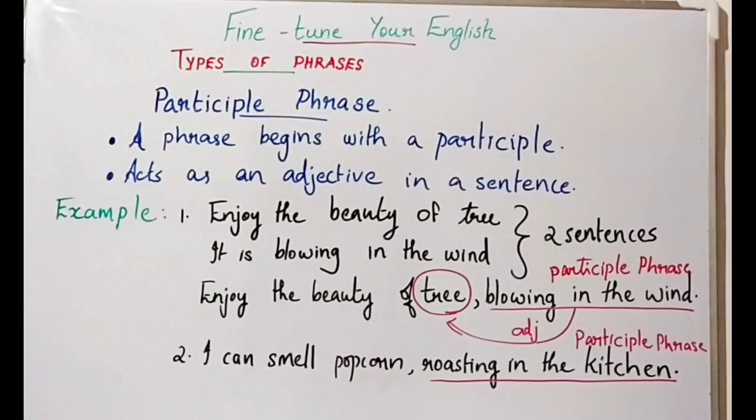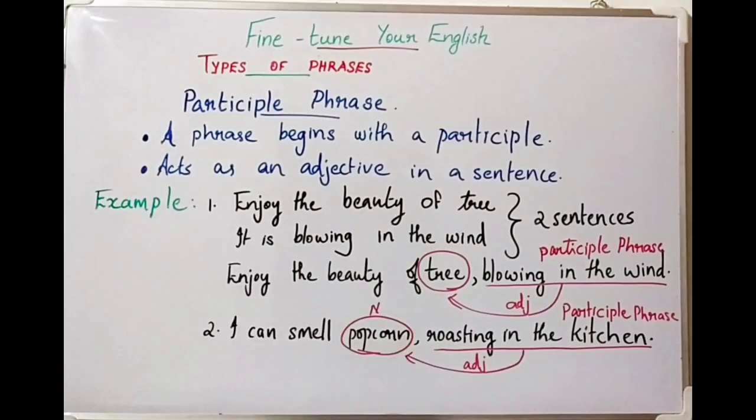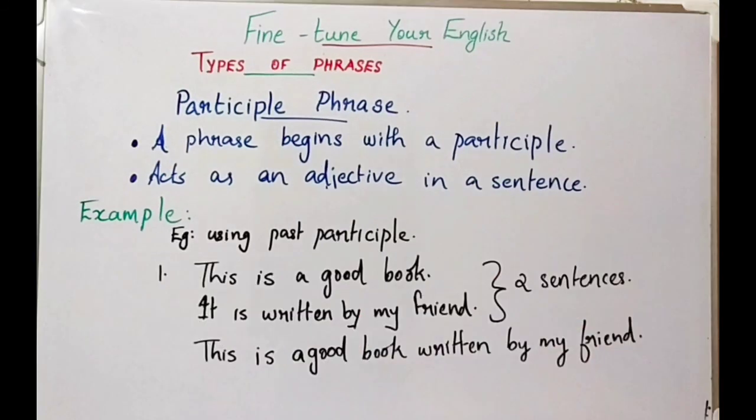See the next example. I can smell popcorn roasting in the kitchen. Here, roasting in the kitchen is a participle phrase. It acts as an adjective for the noun popcorn. What kind of popcorn? Popcorn roasting in the kitchen. In the first two examples, we have seen the use of present participle in a participle phrase.